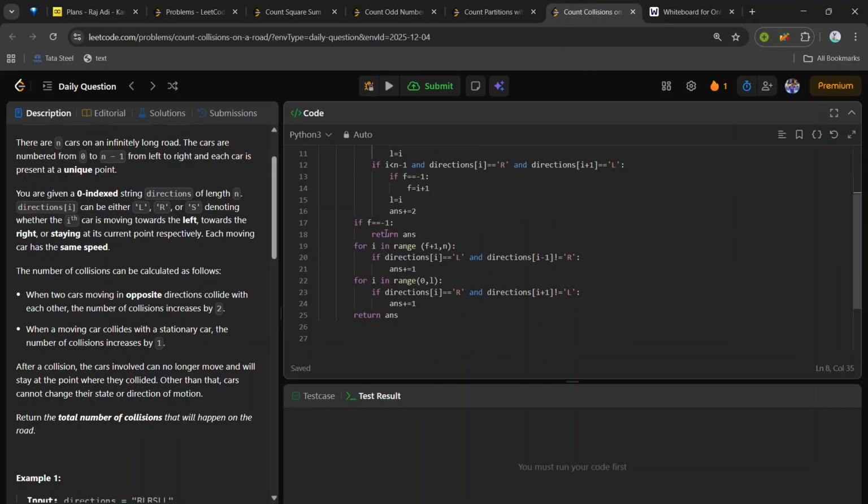Now if F is equal to minus 1, there has been no RL pair or S, so in that case we return whatever the answer is. Otherwise, there is a staying car. So we move from F plus 1 to N, and if directions of I is equal to L and it is not part of an RL, meaning the previous is not R, then answer plus equals 1. We do the same for the last position, from 0 to L: if it is an R but not part of an RL, we increase our answer by 1. Then we return the answer.